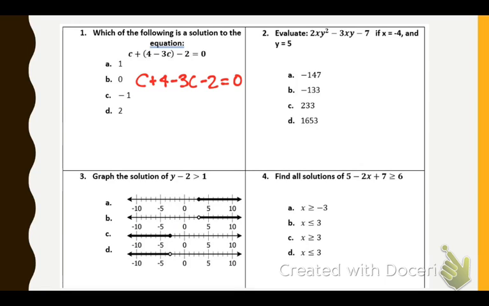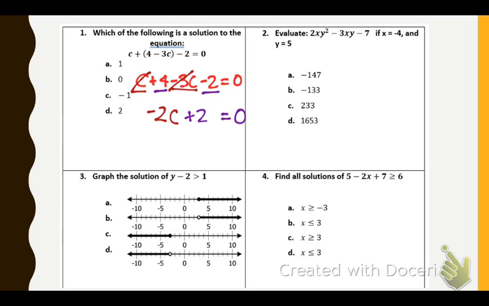What do we do from here? Combine like terms. What like terms do we have? 3C and C. C and negative 3C. What is C minus 3C? Negative 2C. You're good. And then 4 minus 2. Positive 2. And all of that equals 0.